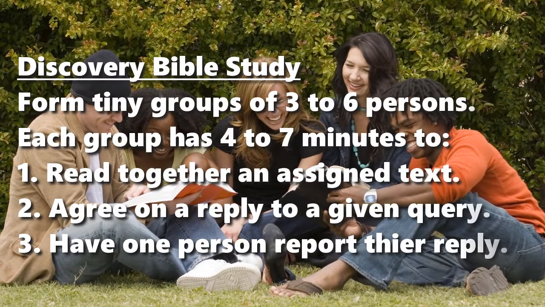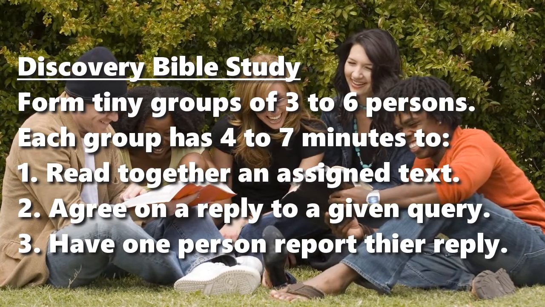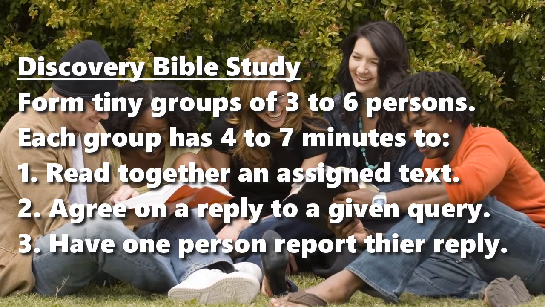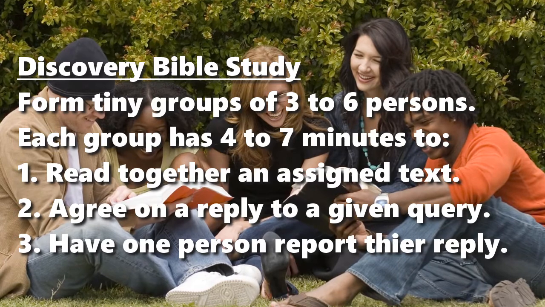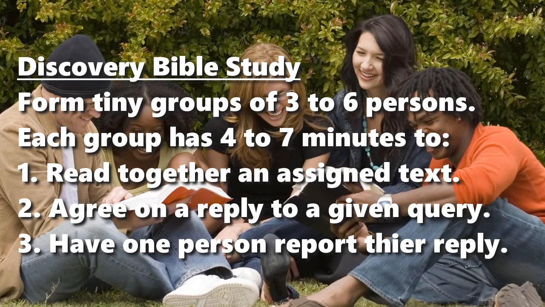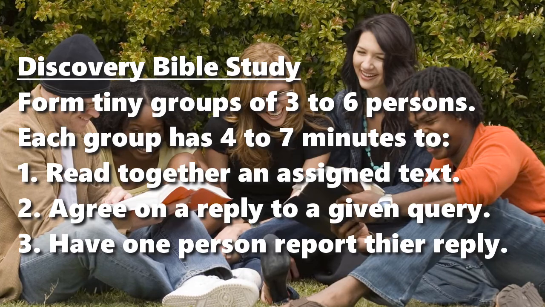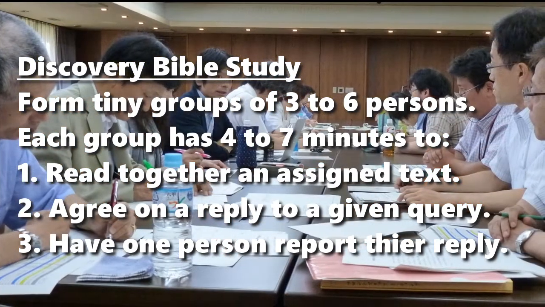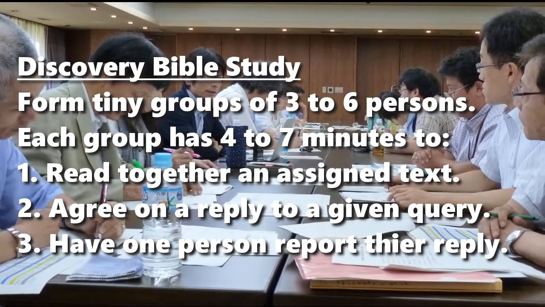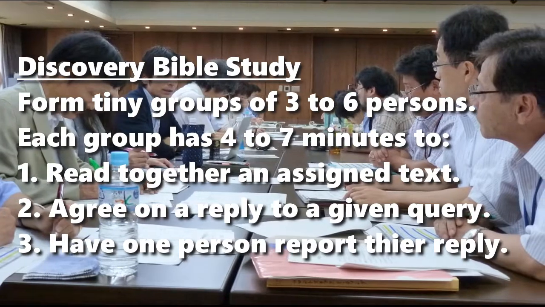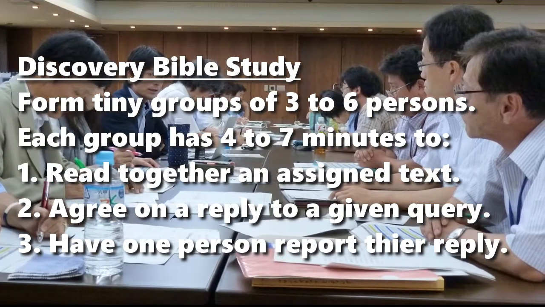Form learners into tiny groups of 3 to 6 persons. Allow the groups between 4 and 7 minutes to do the following. Read together an assigned text. Discuss and agree on a reply to a given query. Have one person in each group report their findings to the big group. Have them report only one idea until all the groups have reported.